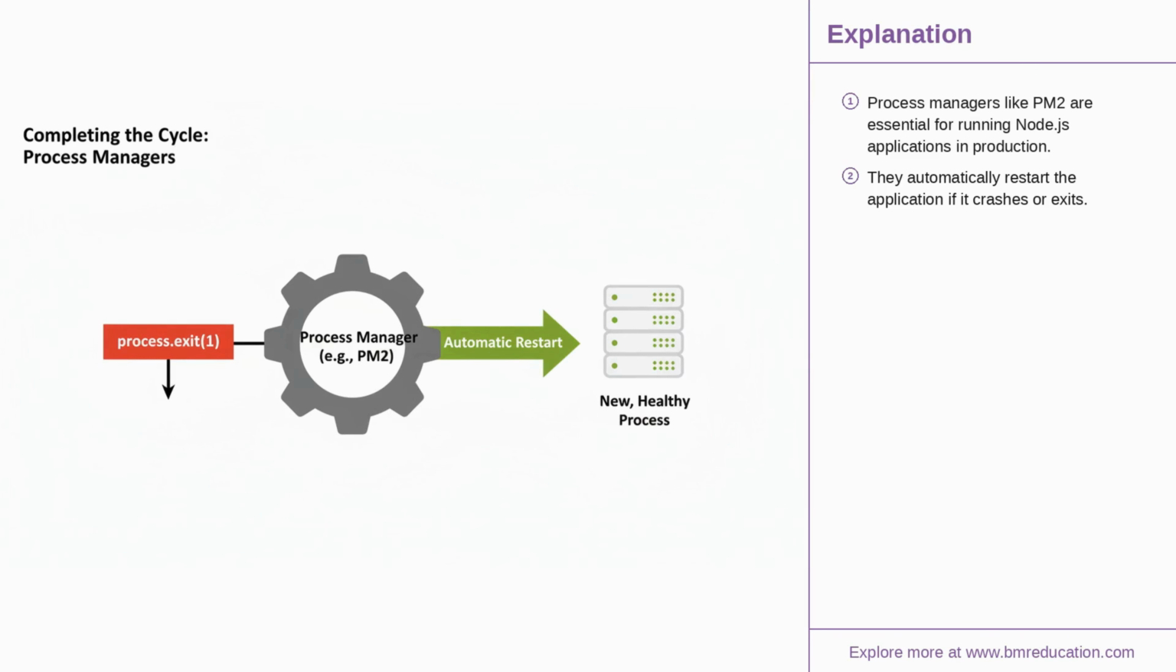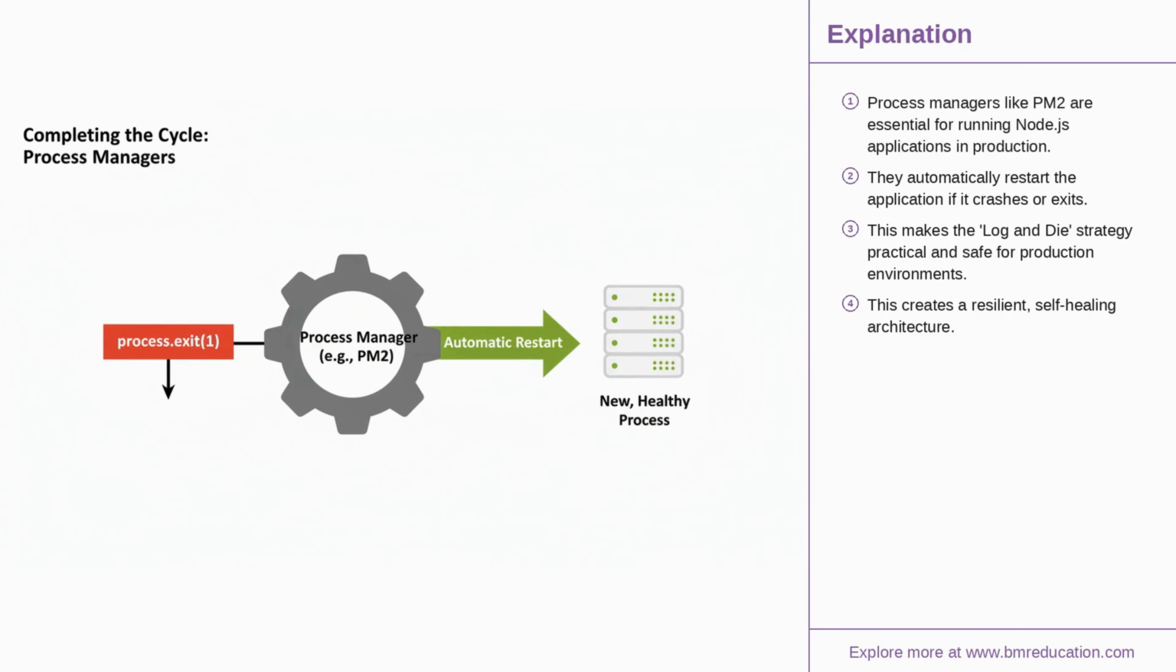The log and die strategy only works if something is there to restart your application. This is the job of a process manager, like PM2 or Nodemon. These tools monitor your application, and if the process exits, as it should after an uncaught exception, the process manager will automatically restart it, ensuring high availability. This combination of graceful shutdown and automatic restart is the key to building self-healing systems.